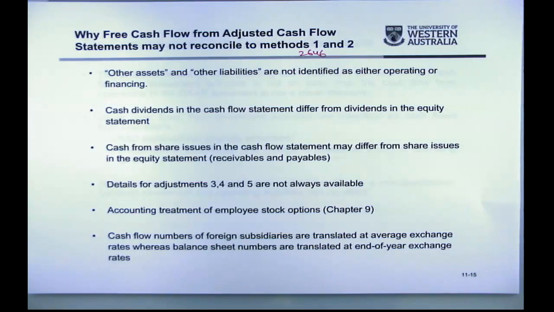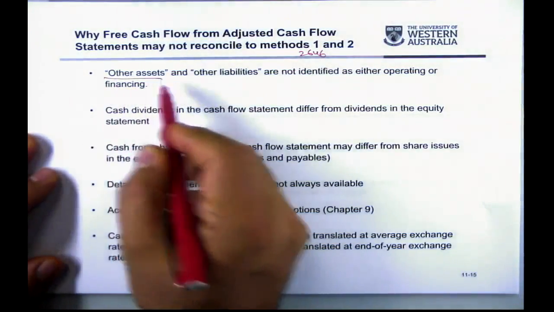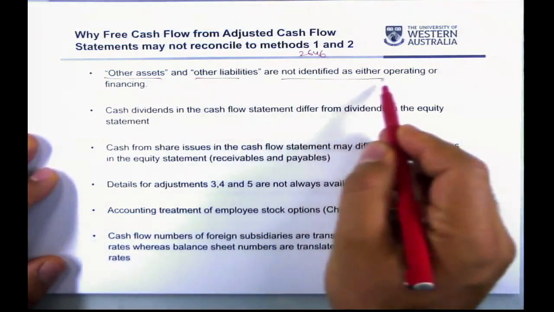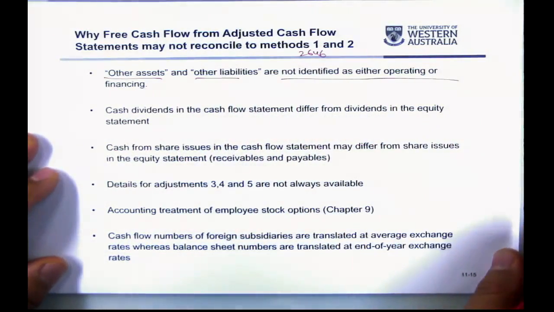Accrual-based accounting. And also because some items there are also hard to classify as operating or financing. For example, other assets and other liabilities are not identified as either operating or financing.